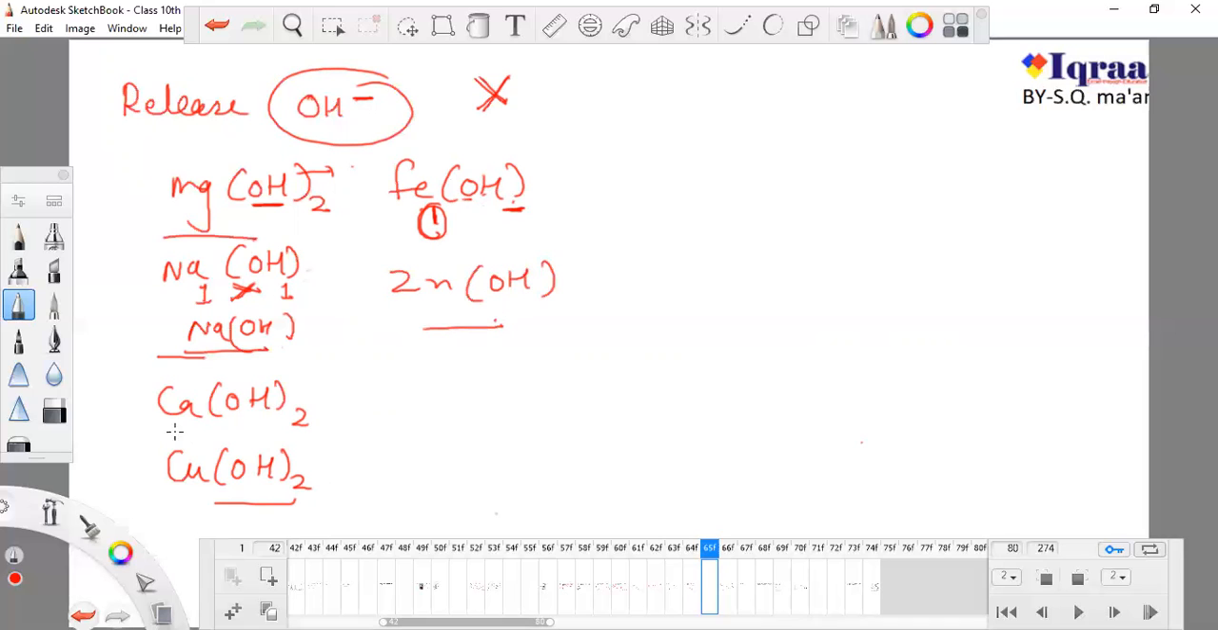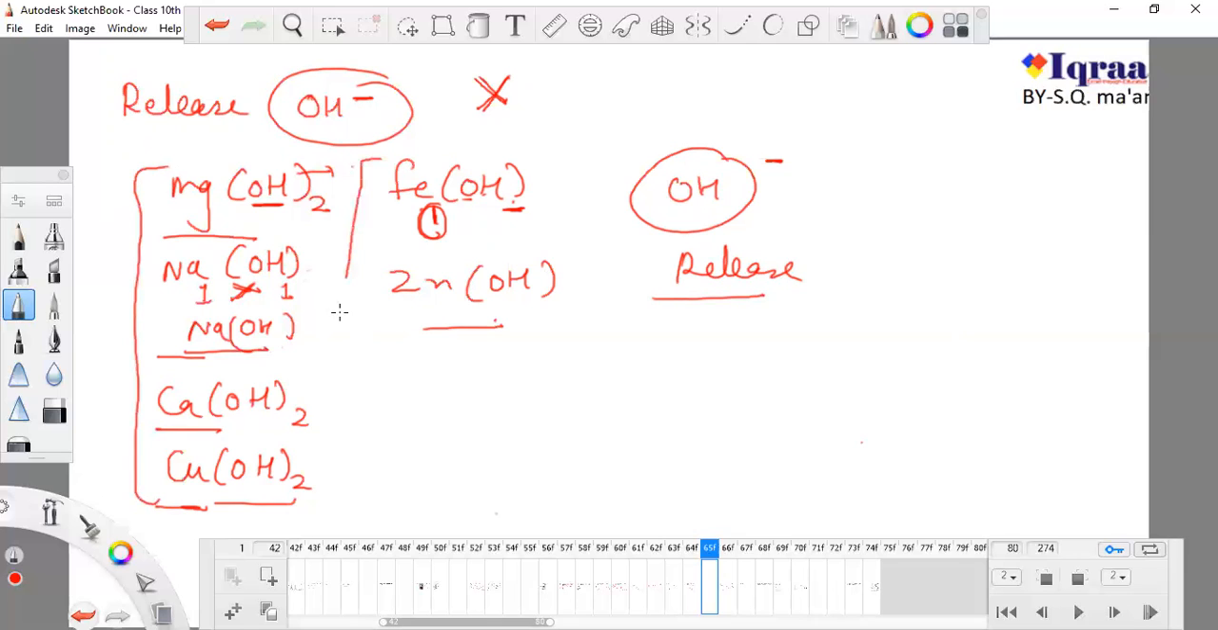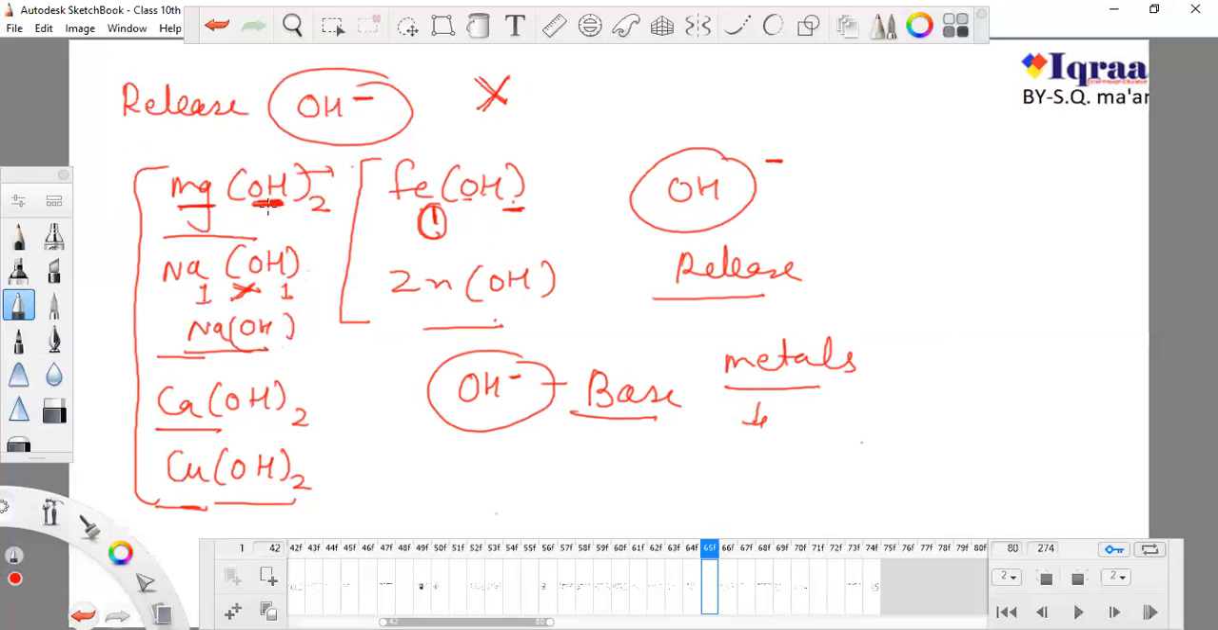All of them contain OH minus ions, and they can release OH minus ions. So all of them are bases. Anything which contains OH minus ions and can release them is a base. And generally all metals when they have OH, Mg has OH, sodium has OH, calcium has OH, copper has OH, ferrous has OH, zinc has OH. So all the metals, when they have OH minus ion, can release it for sure.